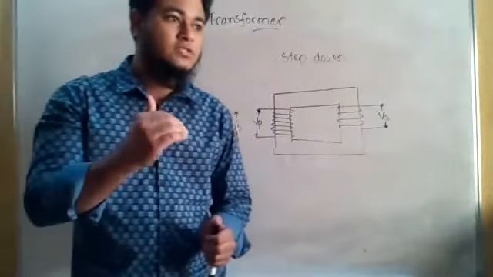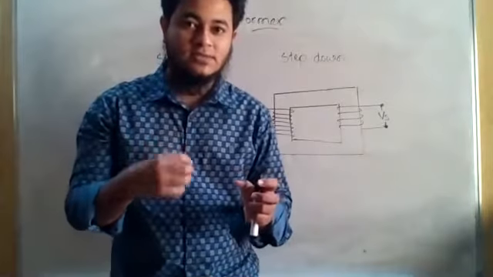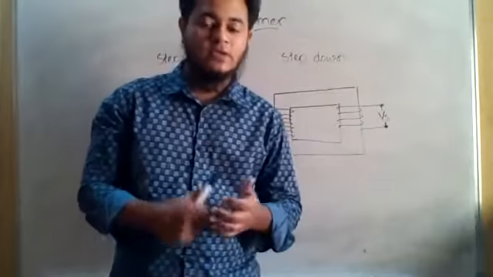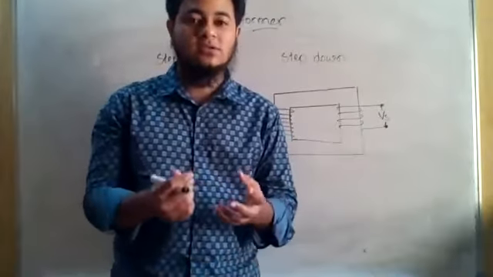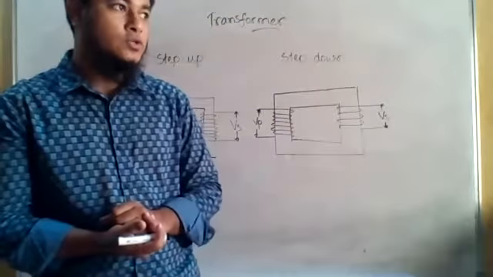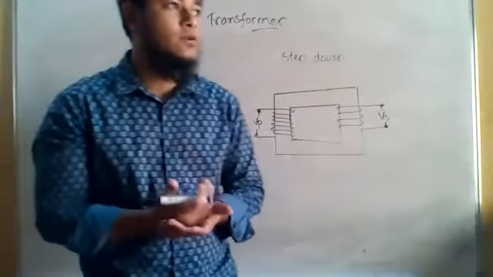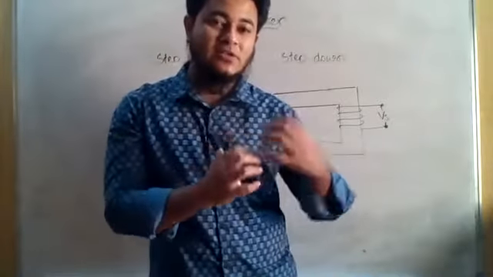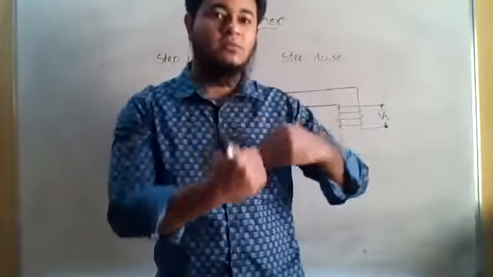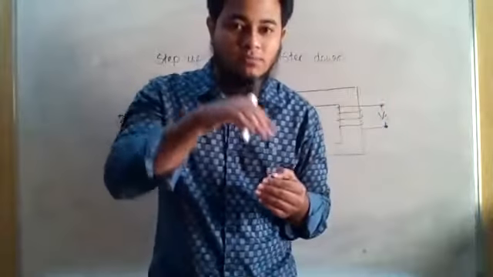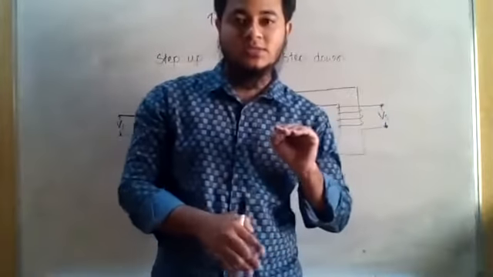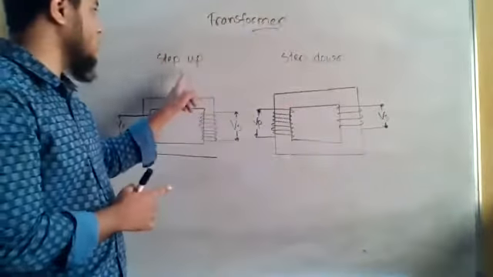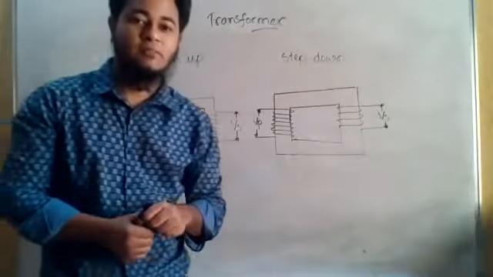Now transformer, the name is self-explanatory itself, right? It transforms something. Okay. So what does it transform? It transforms the voltage. Okay. So whenever we are talking about transforming, there can be two types. Either I will increase the voltage, transform into something bigger, or transform into something smaller, right? So there is step up and step down. The two types of transformers are step up and step down.